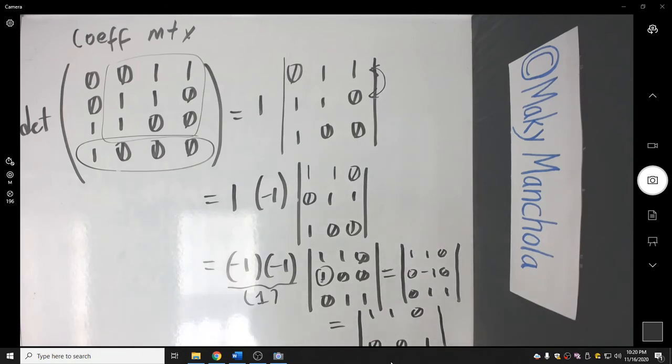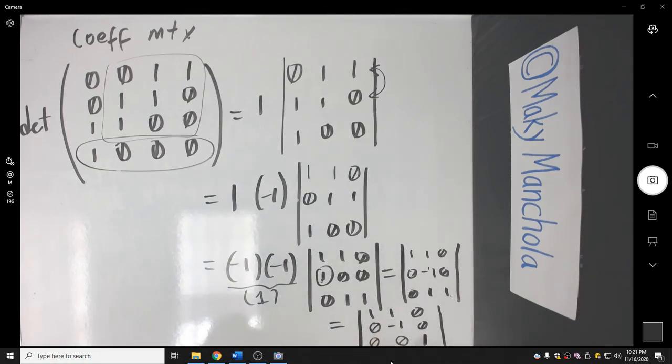I'm sorry, I'm running out of space here. Let me try to make everything visible here. Okay, so add them up. 0, 0, 1. And then everything else remains the same. Okay, I have reached a point where I can tell what my answer is.